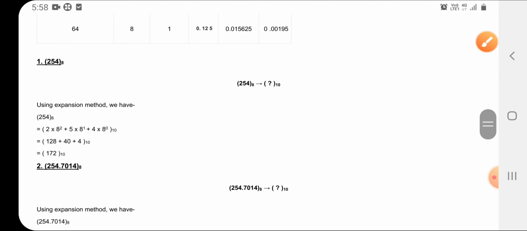So again they have written 254 base 8. So you have to write the positional value. So 4 into 8 power 0 plus 5 into 8 power 1 plus, from left to right, you write 2 into 8 power. First you have to write the positional value.